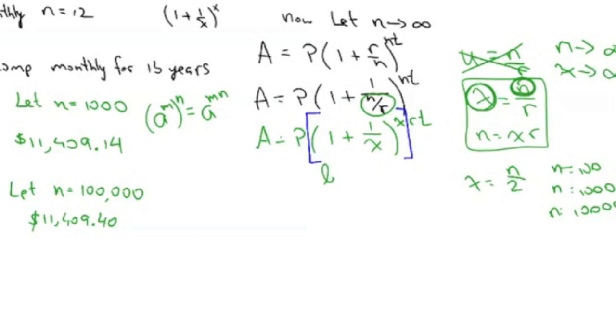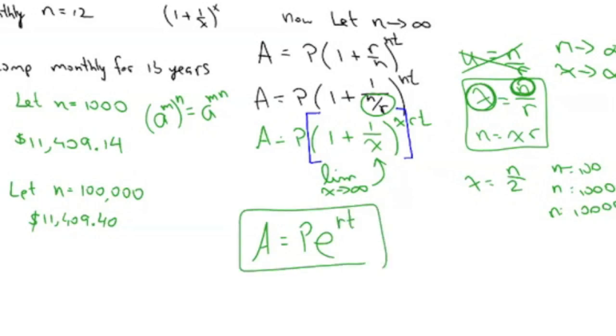So if I do the limit on this little piece here, as x goes off to infinity, there's more reasons why this works, but I can't get into that. That piece turns into e. So this becomes A equals P e raised to the rt. This is the Pert formula, as in the shampoo. That's how I always remember that. Pert shampoo.